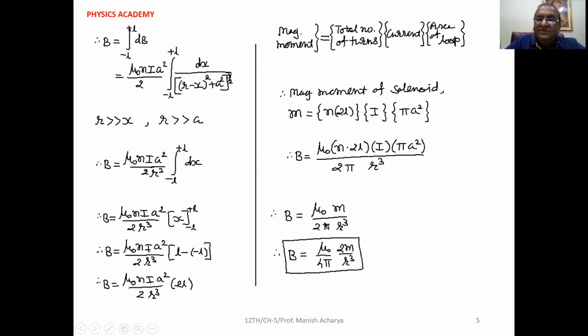So B is mu 0 into m upon 2 pi r cube. Now multiply and divide by 2. So you will get the magnetic field at point P as mu 0 upon 4 pi into 2m upon r cube. So from this one easily you can write, if on the axis it is mu 0 upon 4 pi 2m upon r cube, then on the equator you can write the equation mu 0 upon 4 pi m upon r cube. Clear to all of you?